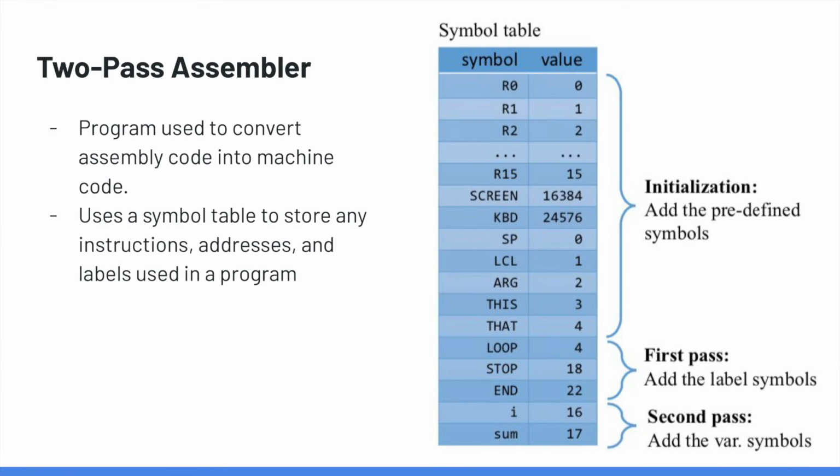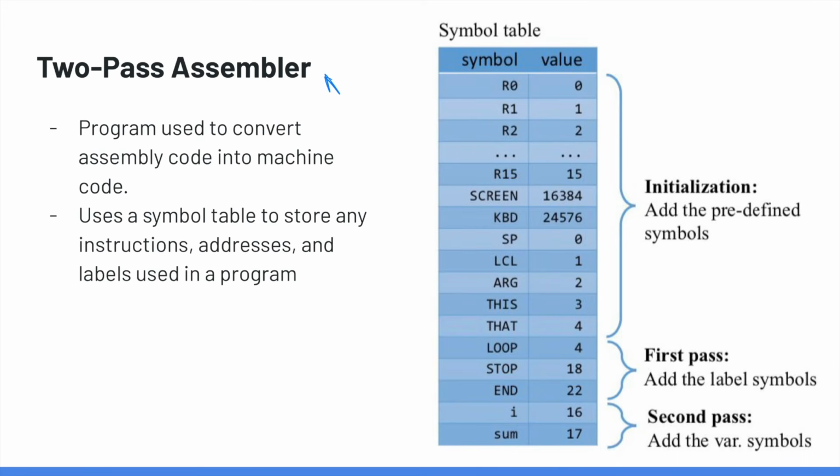Now that we understand how assembly language works, let's talk about how it can actually be converted into machine code for it to be executed by the CPU. So this conversion process is done by something called the two-pass assembler. The two-pass assembler is essentially a program that is used to convert assembly code into machine code. The two-pass assembler consists of 2 stages, each one being called a pass.